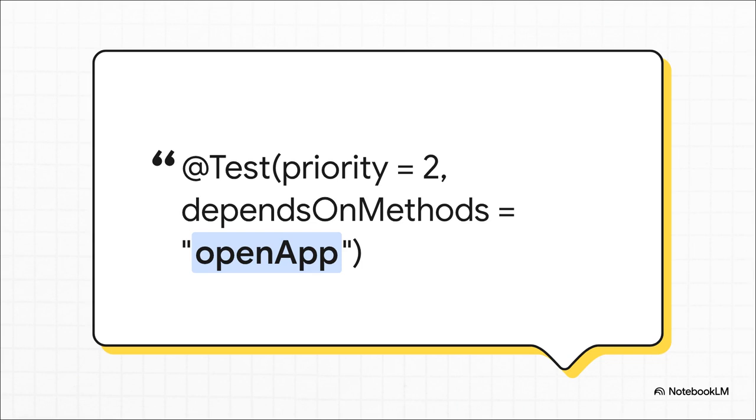And look how easy this is. Seriously, with just this one little parameter, dependsOnMethods equals openApp, our login method is now intelligently connected. If openApp fails, for whatever reason, TestNG is smart enough not to even bother with login. It just marks it as skipped. So clean!